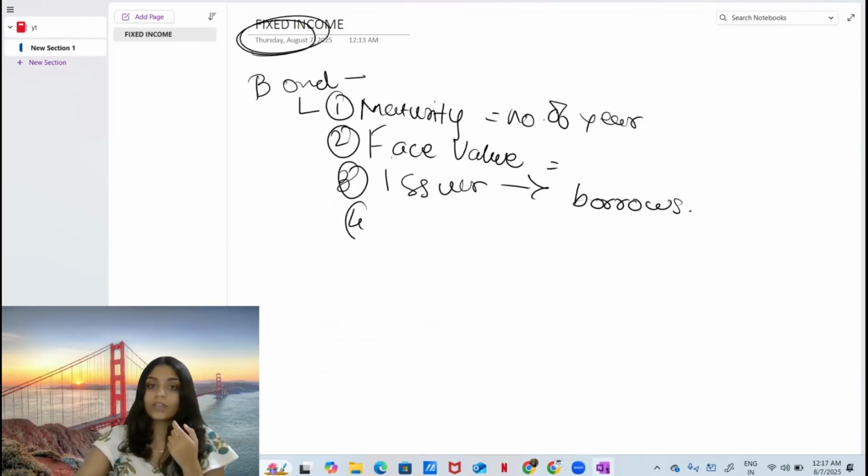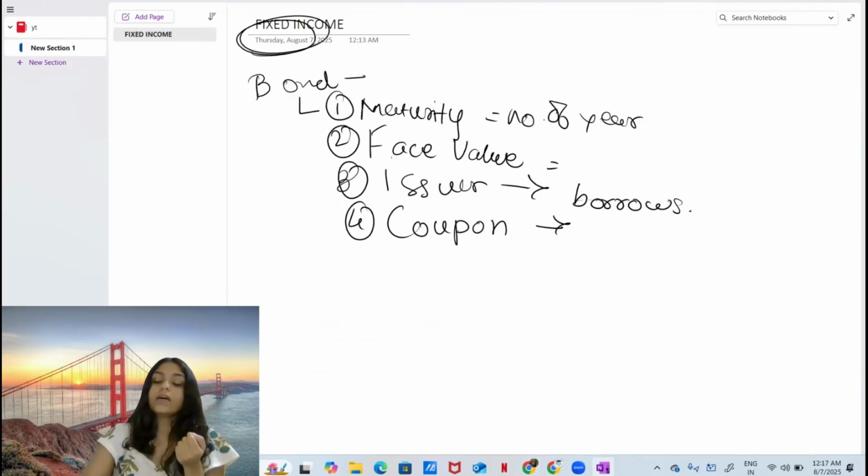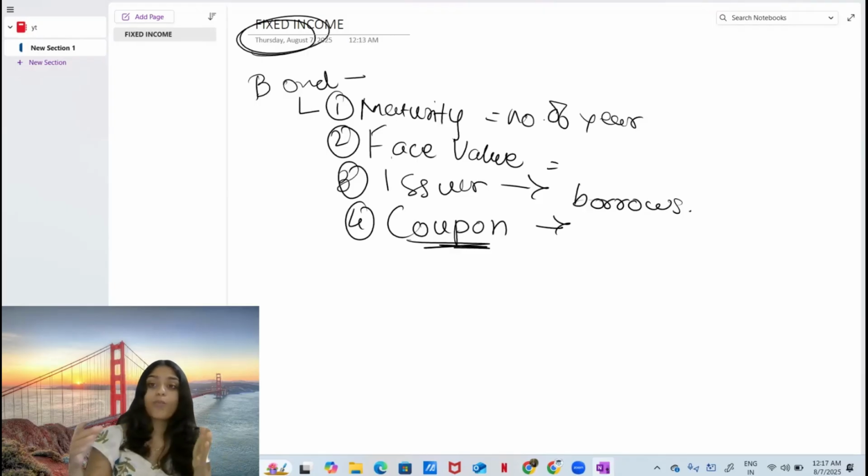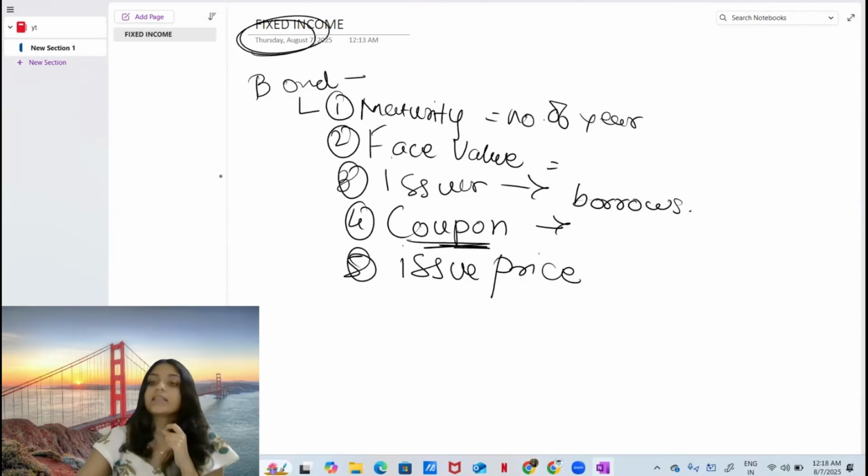Then, fourth is coupons. So, coupons are the rate or the amount that you get annually because you are taking the risk of investing in that bond and lending your money. So you get a periodic payment, and that payment is called a coupon. Technically, it is interest, but for bonds, we name it coupons. Fifth, we can say is issue price. So issue price is the price at which the bond is issued technically.